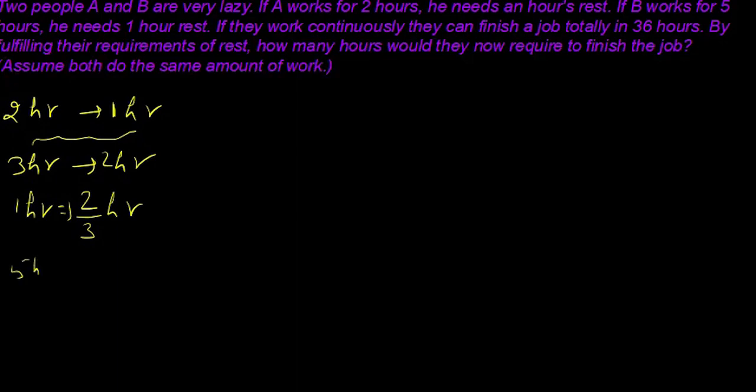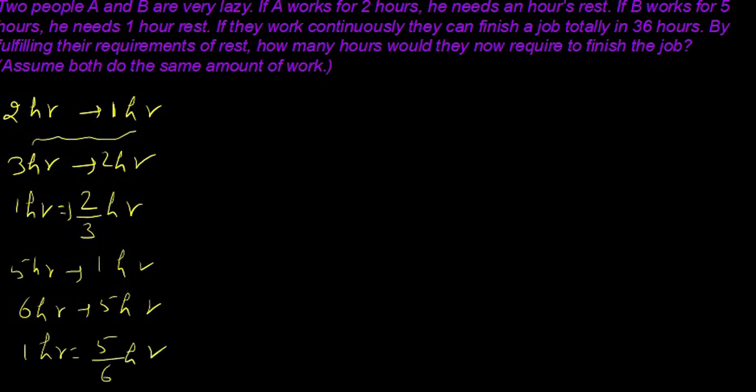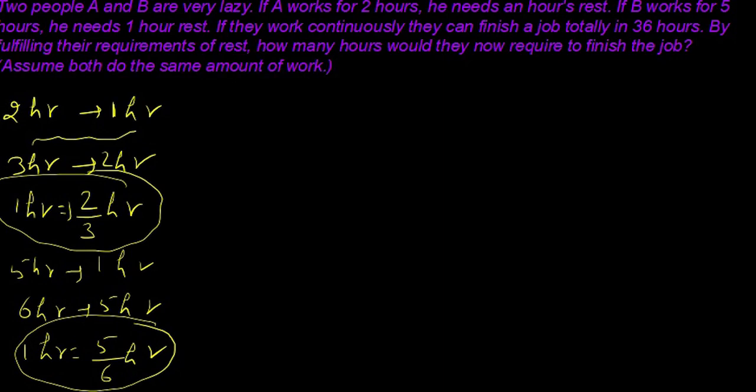In 5 hours, he is taking a rest of 1 hour. So all over in 6 hours, he was working for 5 hours. So 1 hour capacity or efficiency is what? 5 by 6, and this is 2 by 3. Okay. If they work continuously, they can finish the job in a total of 36 hours. So by fulfilling their requirement of rest, how many hours would they now require to finish their job?